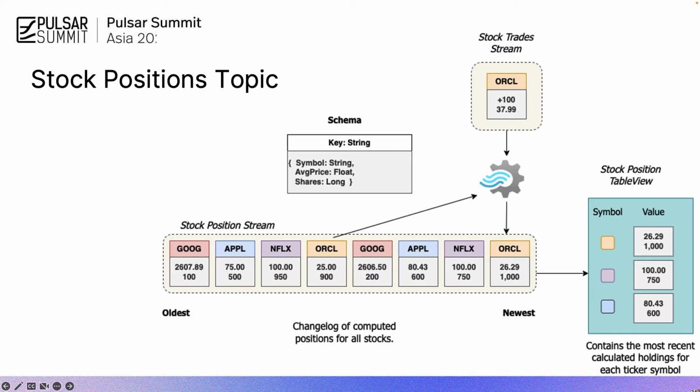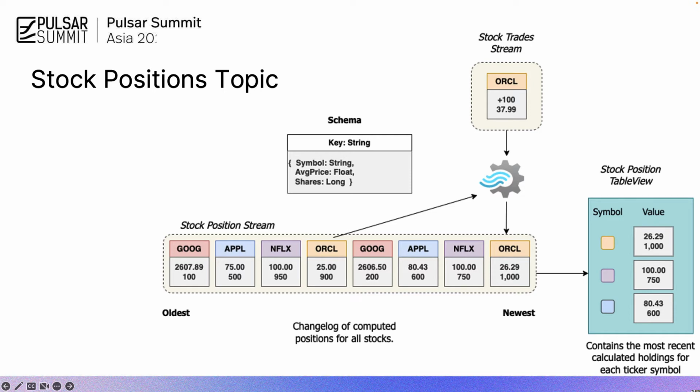Now let's look at the stock positions topic. When a stock trade is executed, the respective account holder's stock position information is updated in the stock position stream as shown here. A processor simulates an update of the existing record by reading the previous value out of the table view and updating that information with the stock trade details.